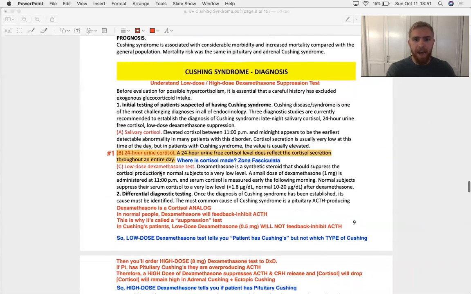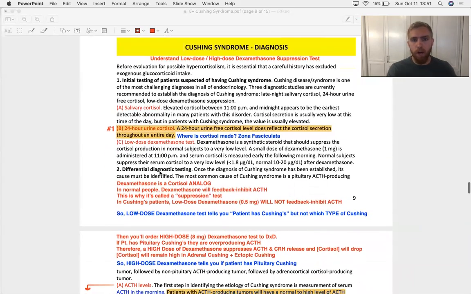Let's talk about how you diagnose it. And what I really want you to understand is the dexamethasone suppression test, because the rest of it's pretty simple. But understand that whenever we want to diagnose someone with high cortisol, we're going to give them cortisol essentially exogenously to see if their ACTH will go down in response to it. And so that's the first step on our diagnostic pathway.